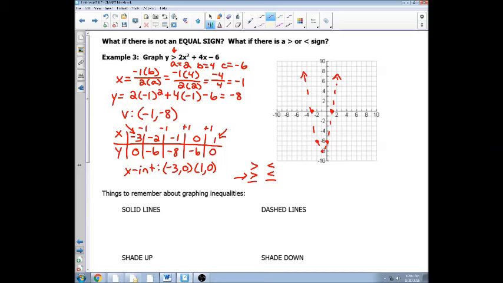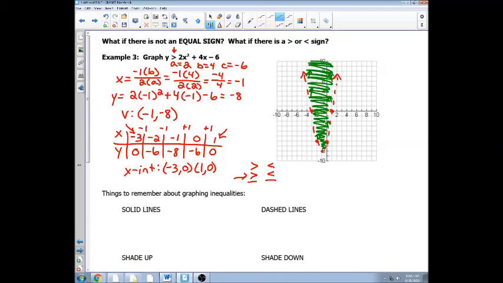So since it is an inequality, what this means is everything that is greater than my graph is a possible answer. So inside of my graph, it would be everything that is above the line. That's above the line. That's above the line. That's above the line. Everything inside of here is above the line. So I would go ahead and shade everything inside of my graph.